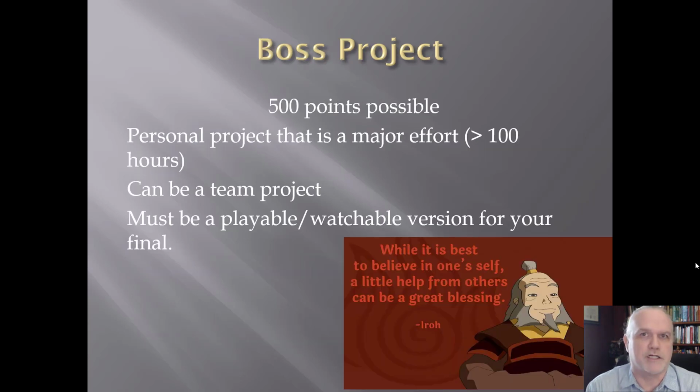So your boss project. Now this is 500 points or 25% of your grade. So even if you've gotten a perfect score in the storyline and the side quests, that's only 1,500 points out of the 2,000 points for the class. That'll get you up to a C. If you want more than C, you need to impress me with a boss project.